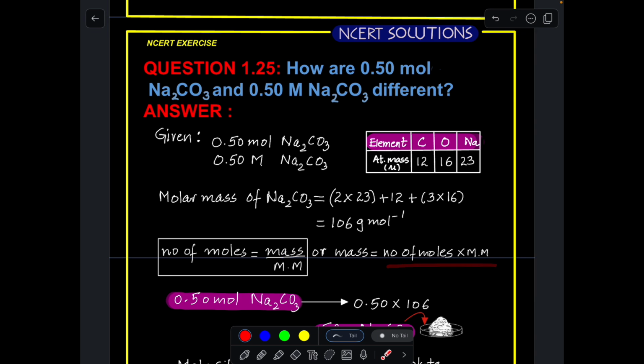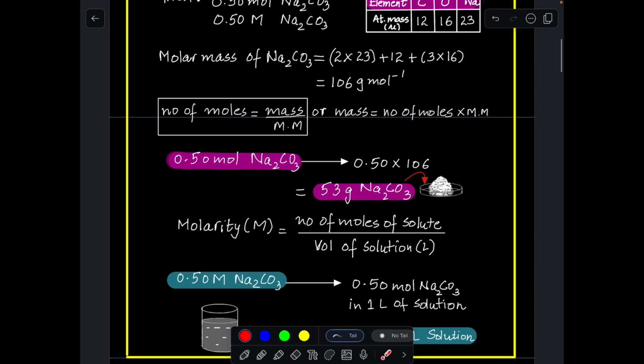So they have given you 0.50 moles sodium carbonate. When we multiply this number of moles with the molar mass, you will get the mass of sodium carbonate. So this is the mass of substance which is given to you, that is, you have here 53 grams of sodium carbonate solid.